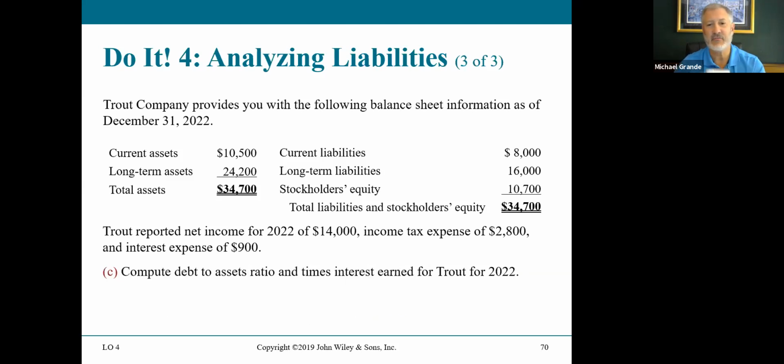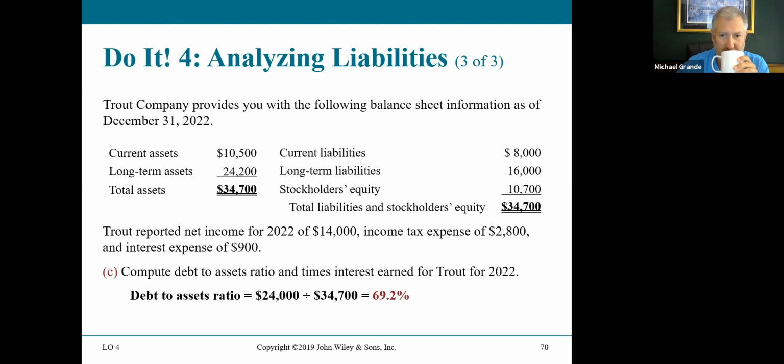Compute the debt to assets ratio. 69% of their assets is encumbered, if you will, by liabilities.